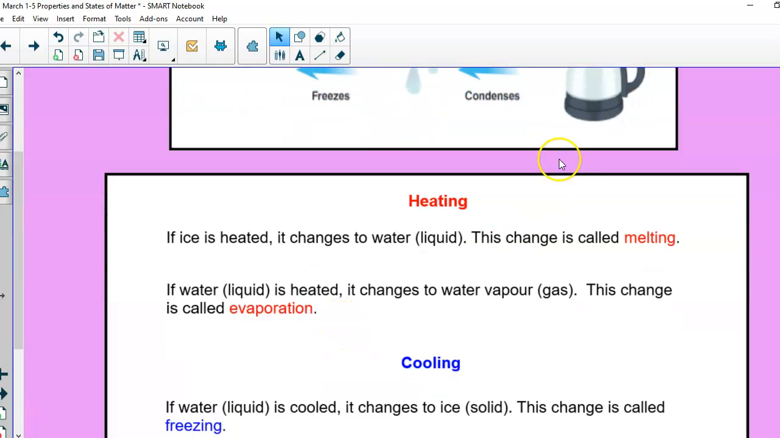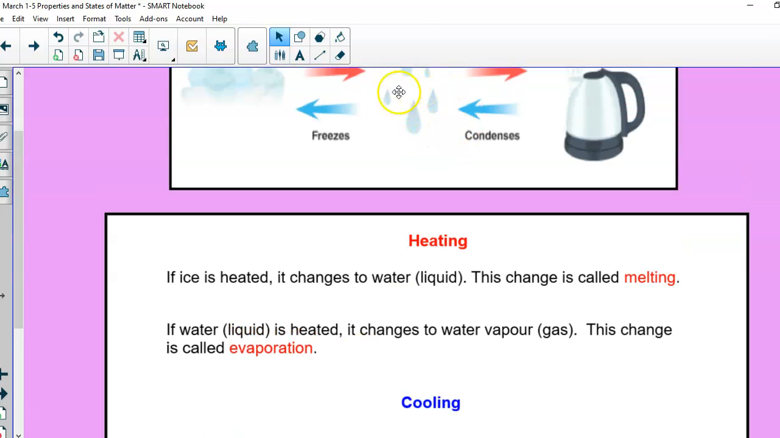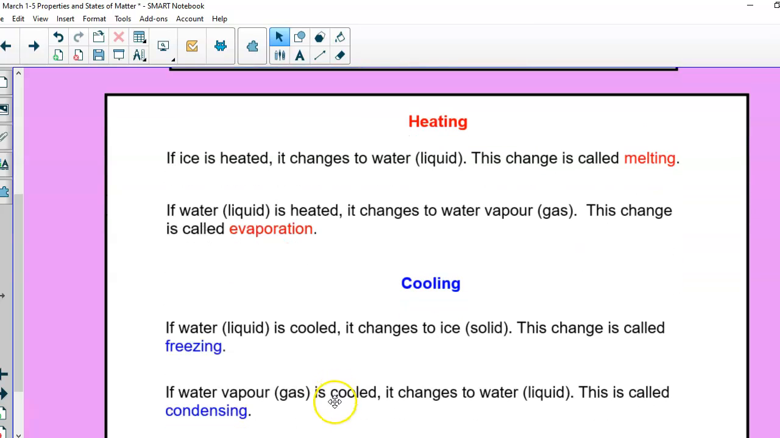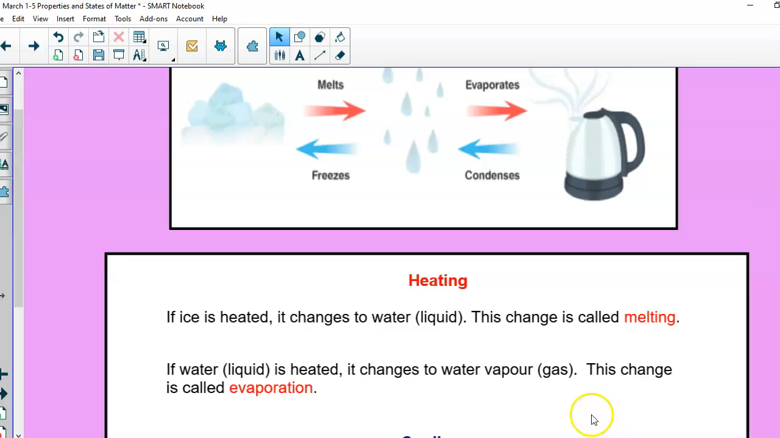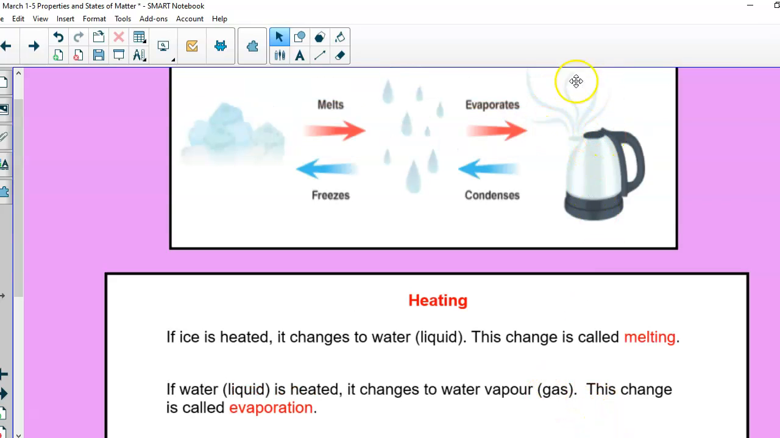If water is cooled, so heat is removed, if water or liquid is cooled, it changes to ice or a solid. This change is called freezing. So if we have water here and there is enough heat removed, it is cold enough, it will freeze and turn to a solid. If water vapor or gas is cooled, it changes to water or a liquid. This is called condensing.